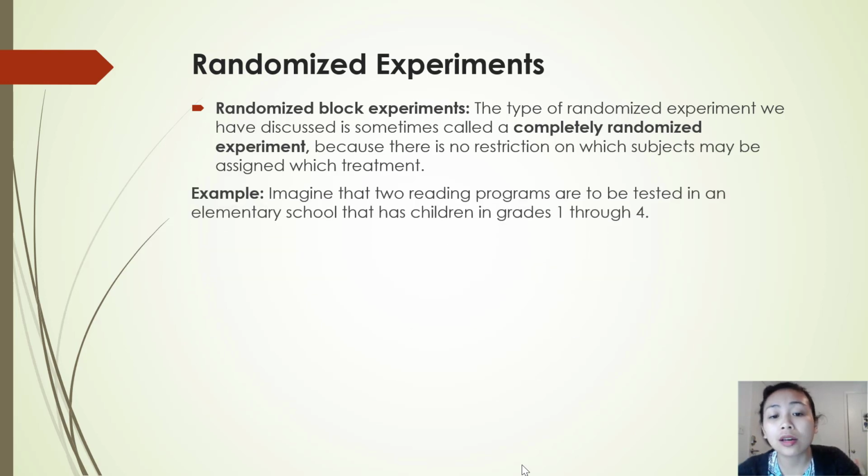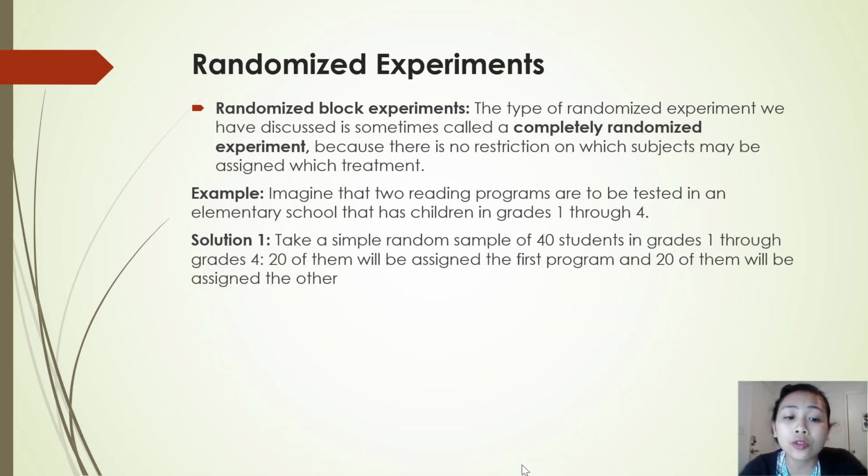For example, imagine that two reading programs are to be tested in an elementary school that has children in grades 1 to 4. Compared to the last example, which was between two groups, one taught by the new method and one taught by the currently used method, here we have four groups of children: grade 1, grade 2, grade 3, and grade 4. So in this case, we have two solutions.